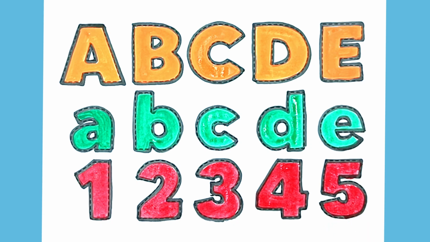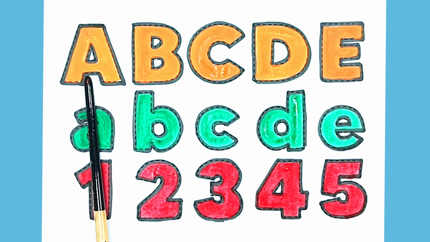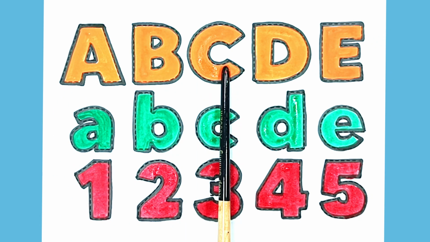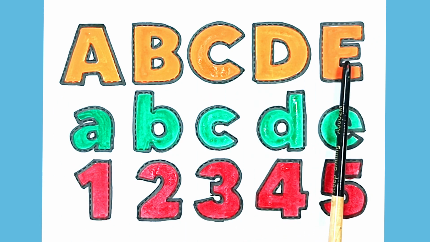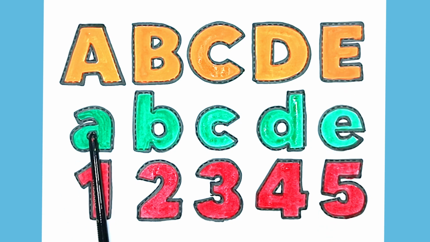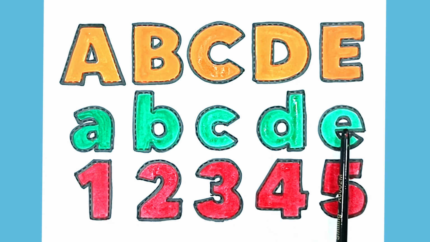5 flowers bloom. A, B, C, D, E. A, B, C, D, E. 1, 2, 3, 4, 5.